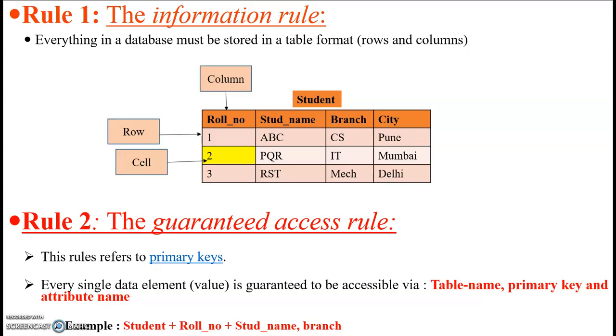So if I consider the table student, and I want to access a particular record, I have to access it with three things, that is the table name, primary key and the attribute name. What is the name of the table? The name of the table is student. The primary key over here is roll number. And the other attributes are student name, branch and city. You can use any one of them or you can use combinations of them. By using this statement, we can access the records.